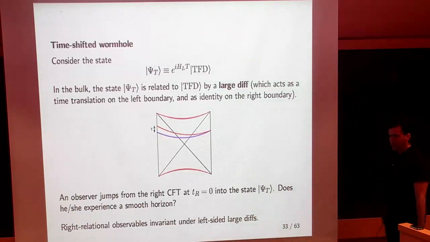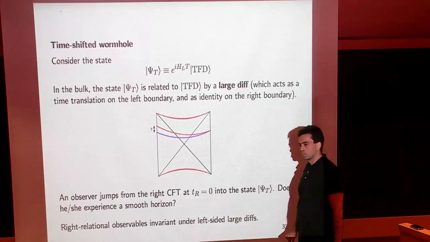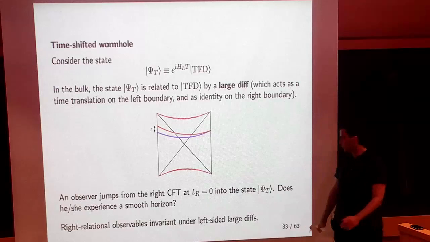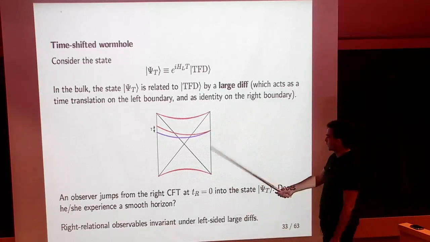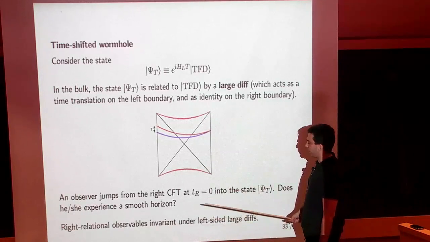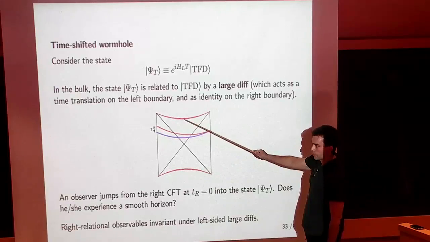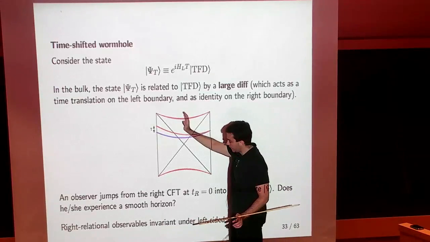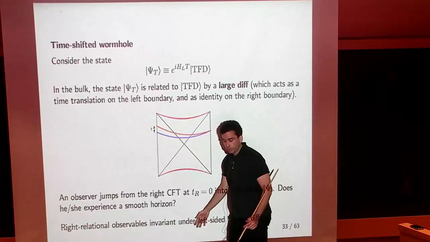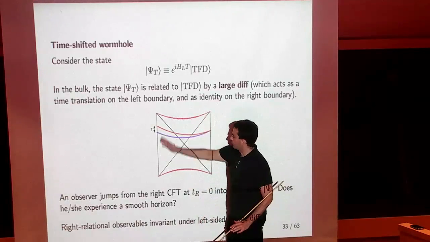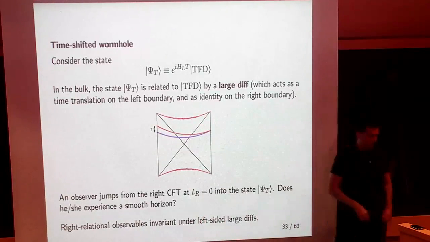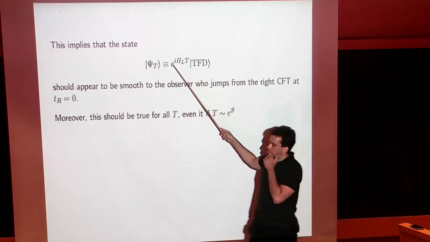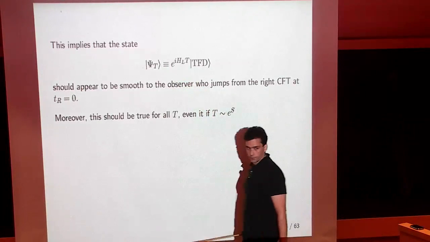So this is equivalent to the observer jumping into the ordinary thermofield double state at some other time? Precisely. And so then the answer is yes. Good. So the answer is yes, or you can see it from this point of view as a result of the fact that the observer that we have been talking about has been defined in a right relational sense from the right boundary, and the diffeomorphism that we're acting with is trivial on this boundary, but non-trivial on the other boundary. So I think maybe we agree that if you jump into this state, then you find a smooth interior.